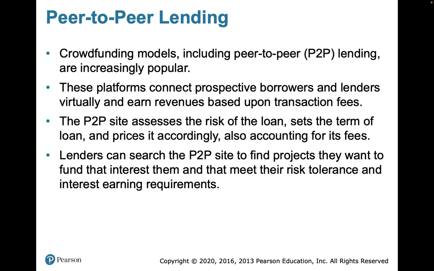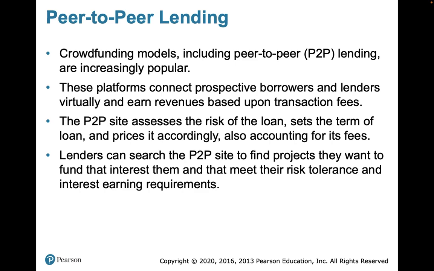Okay, lenders can search the peer-to-peer site to find projects they want to fund, projects that interest them and meet their risk tolerance and interest requirements. Why do they do this? These sites assess the risks of the loan, set the terms of the loan and prices, and also account for its fees.